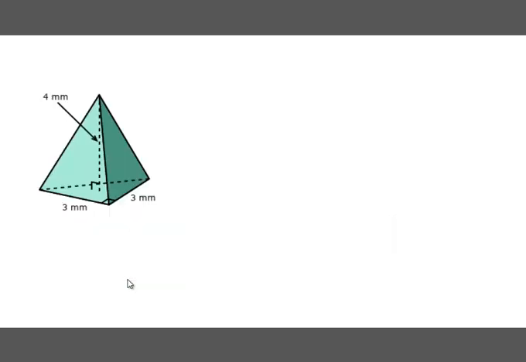Likewise, I could take a triangular pyramid. In this case, we have a right triangular base, right? And I have this vertical height of 4 millimeters, and they want me to find the volume of this. I could do that by taking, again, the area of the base times the height divided by 3.